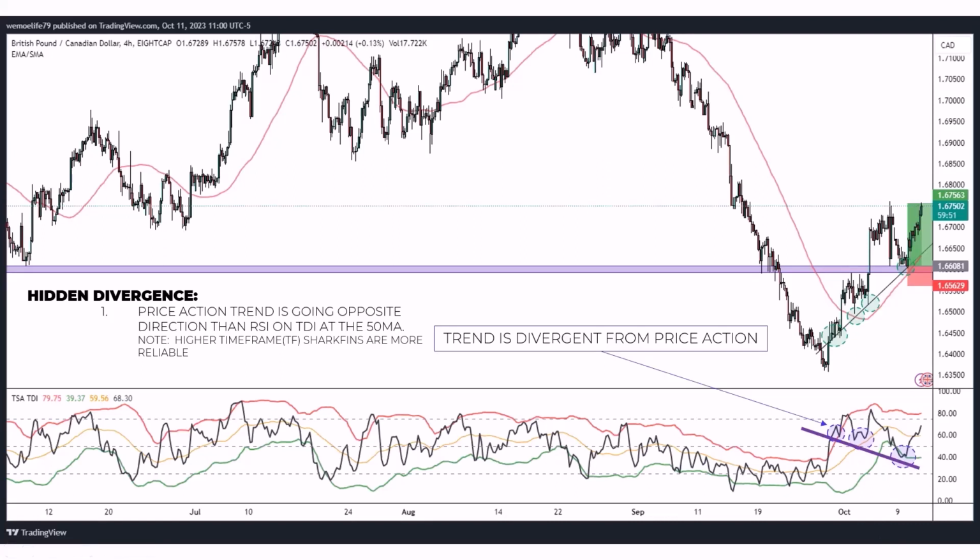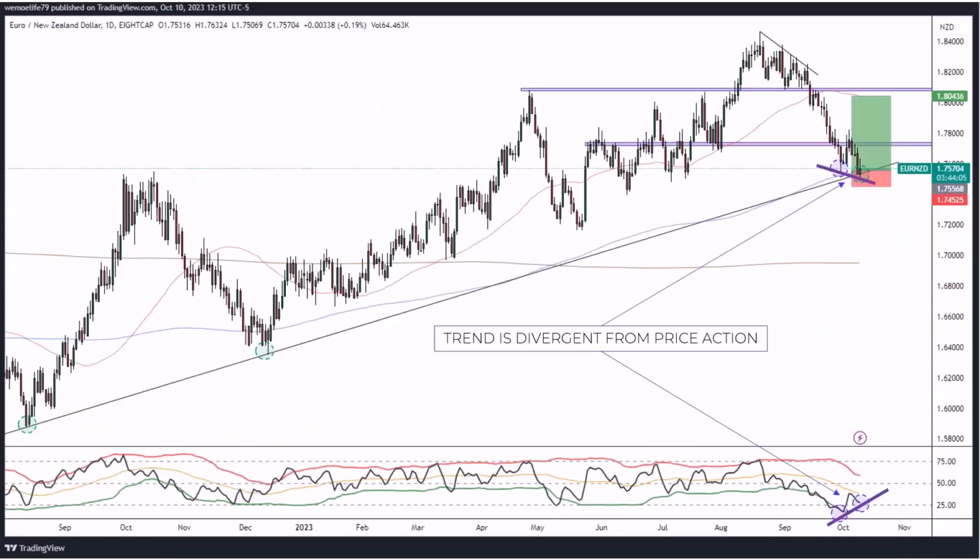All right, so does everybody get the concept of hidden divergence? Or any questions on hidden divergence? Good, good, good. All right, let's build upon this. Let's look at another example.